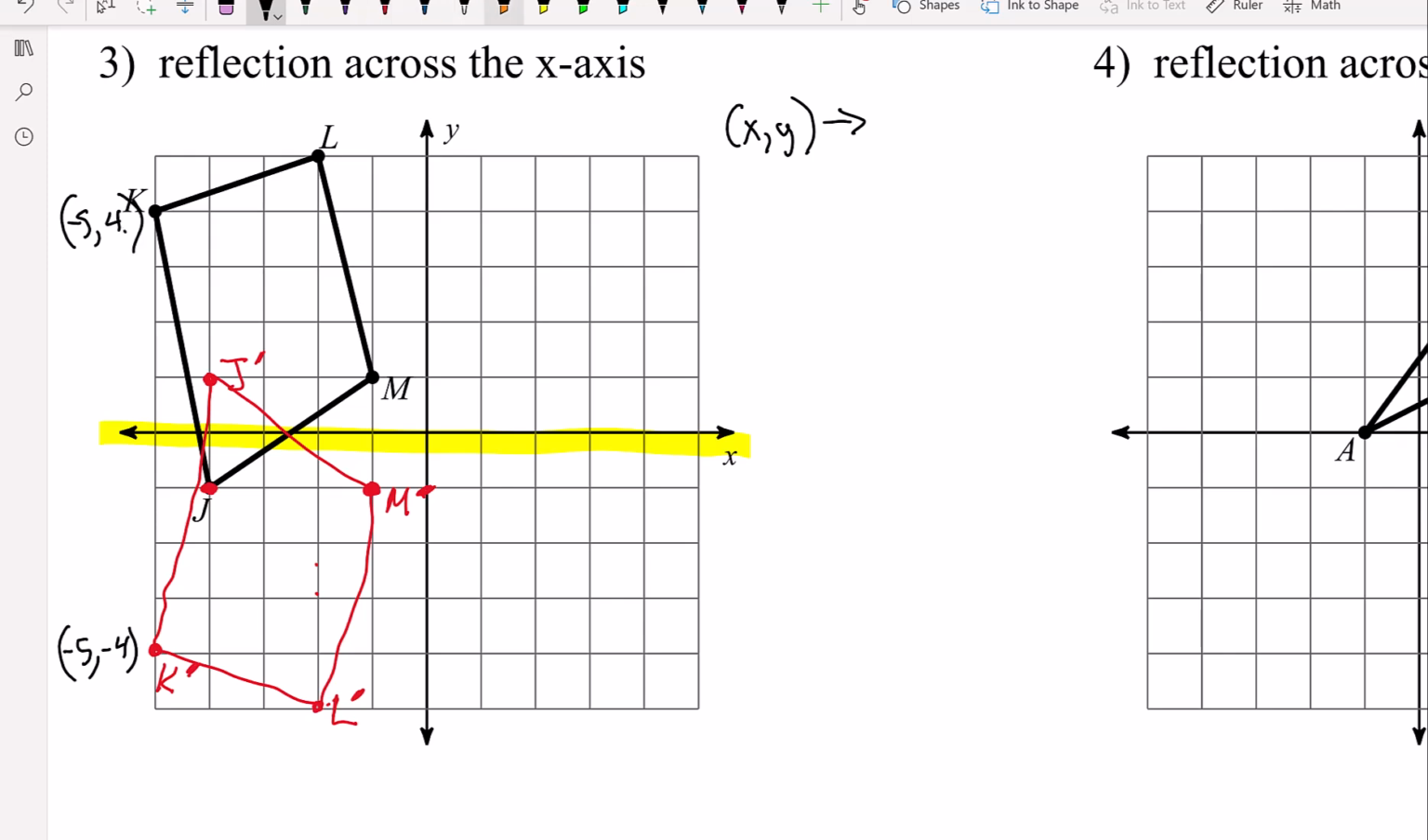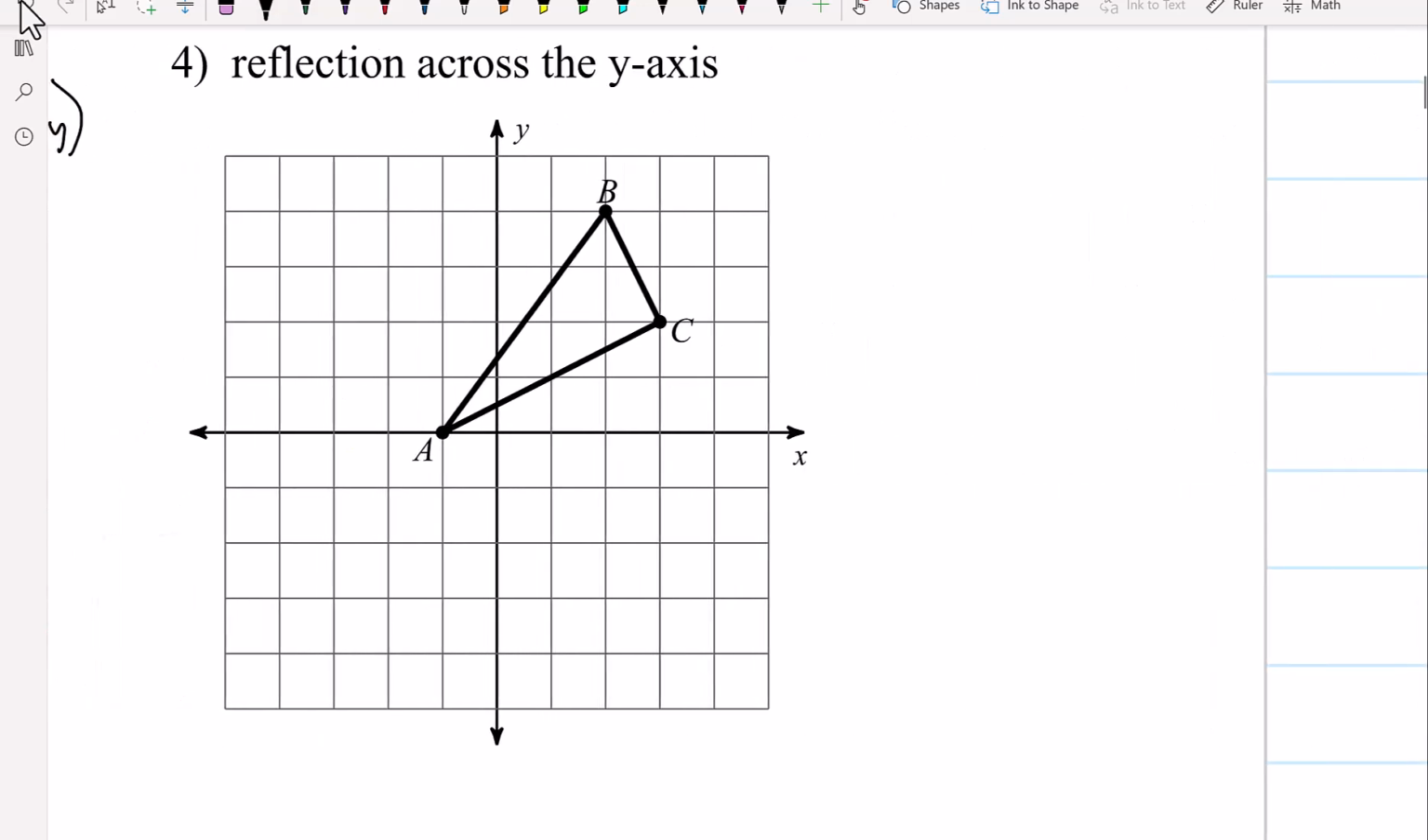Well, the only thing that changed, we took that y value and we multiplied it by -1. And that's when they reflect across the x-axis, not when they reflect over a different line, but over the x-axis, the x value is going to stay the same and the y value is going to be -1 times y. Or you could just put -y. In fact, that looks weird. Just like that.